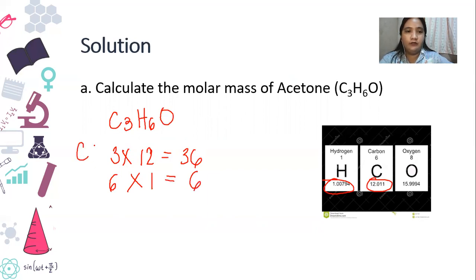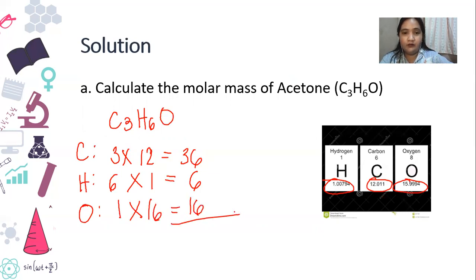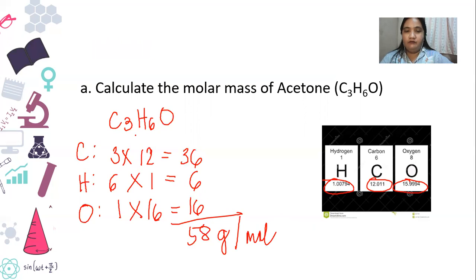So this is carbon. It's hydrogen. And for oxygen, we have 1. We only have 1 oxygen there. So 1 times oxygen in the periodic table is, nearest whole number, 16. So this is 16. So if you add them all up, that's 58 grams per mole. Okay. Again, just isolate the 3 elements of acetone. That's C3H6O. So we're getting hydrogen, carbon, and oxygen here. And then just get the molar mass.